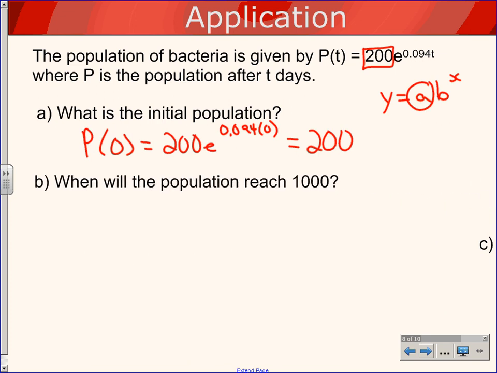When will the population reach 1,000? When will we get to 1,000? So this time we're subbing in 1,000 for P. Notice we haven't even done anything with derivatives yet, right? We're just talking about how to use these e's and lns. 1,000 equals 200 e to the 0.094 t. Okay, so we're trying to solve for our exponent. The first thing I can do is divide both sides by 200. That'll make our life a little bit easier.